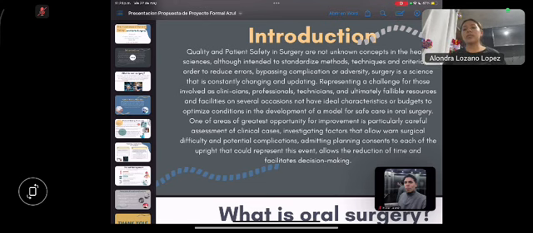One of the areas of greatest opportunity for improvement is a particularly careful assessment of clinical cases, investigating factors that warrant surgical difficulty and potential complications, admitting planning of the factors that could represent this event, allowing the reduction of time and facilitating decision making.